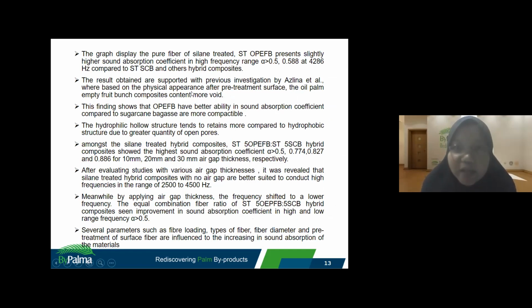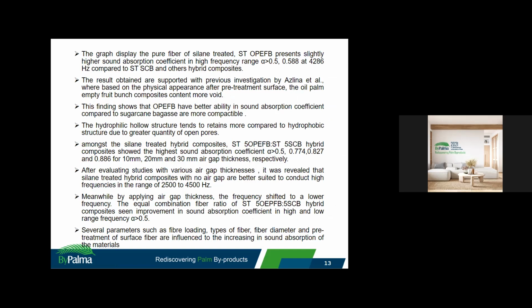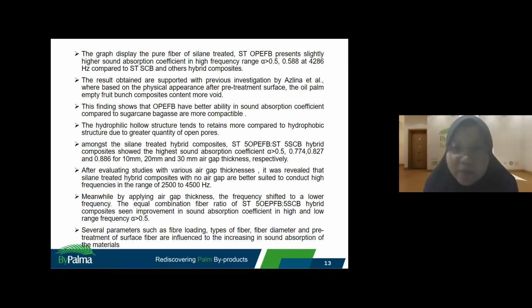Based on the physical surface after treatment, the oil palm contains more voids, and we can see that the hydrophilic hollow structure tends to retain more than the hydrophobic structure due to the greater quantity of open pores. Among the silane treated hybrid composites, we also find that the ST5 OPEFB 5 SCB hybrid composite shows the highest sound absorption coefficient.